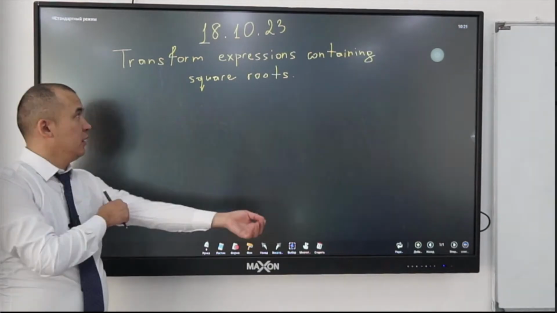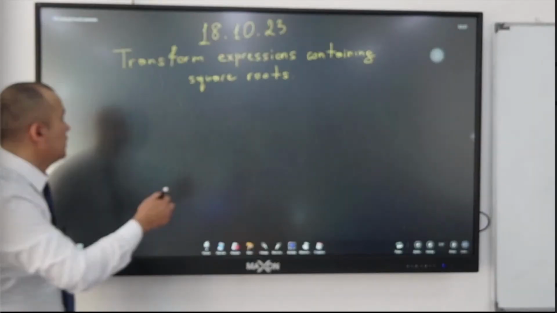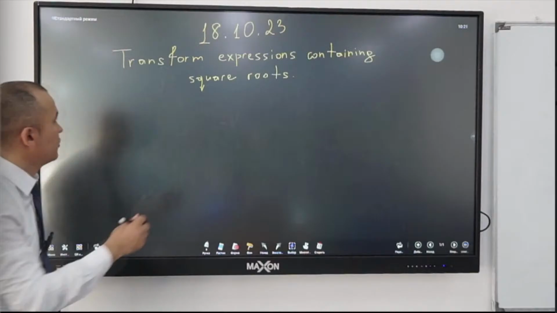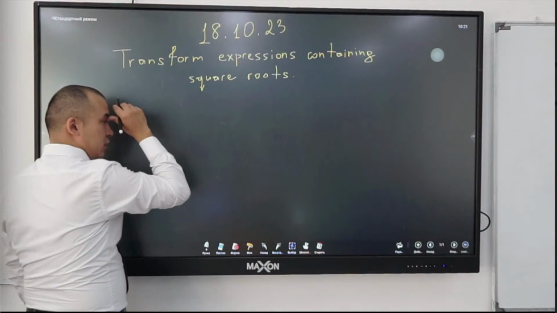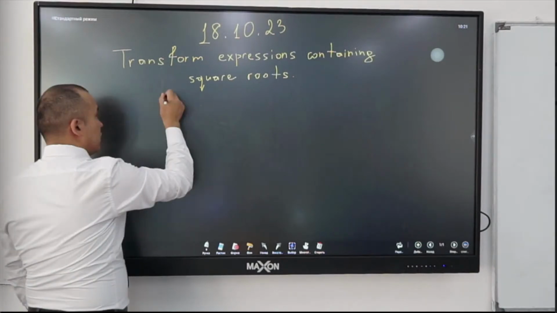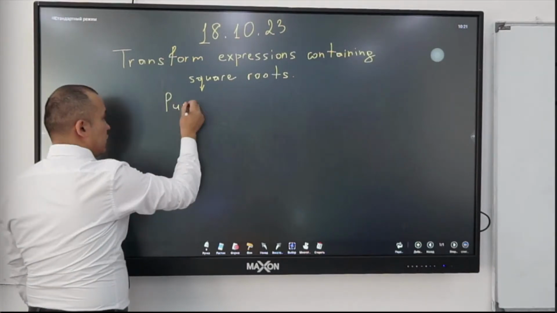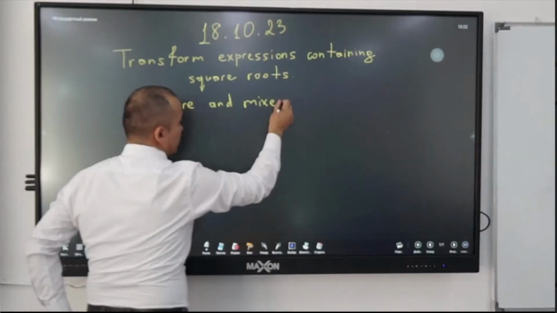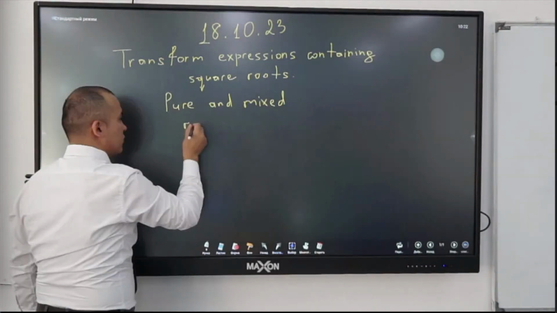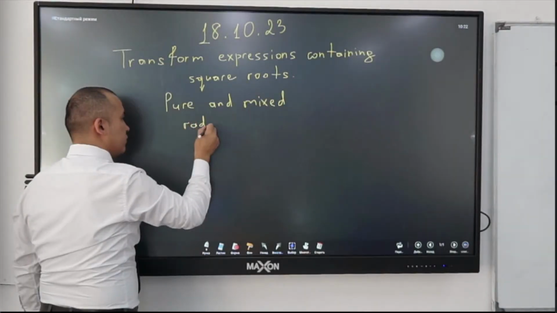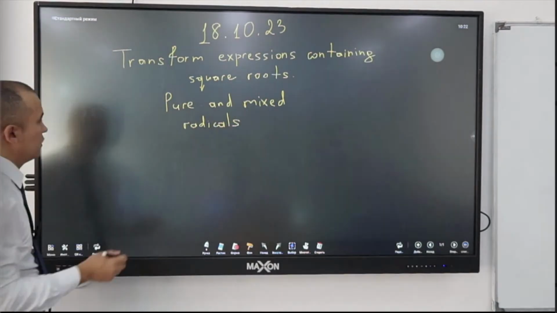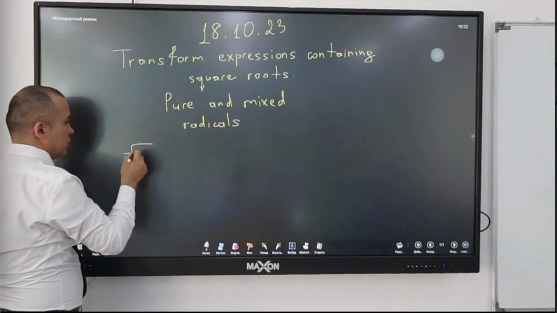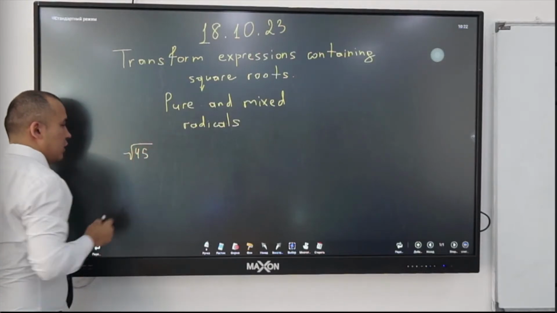Hi everybody. Today our topic is transform expressions containing square roots. Okay, first, pure and mixed radicals. Pure and mixed radicals. Okay, let's write any example. For example, in root 45.